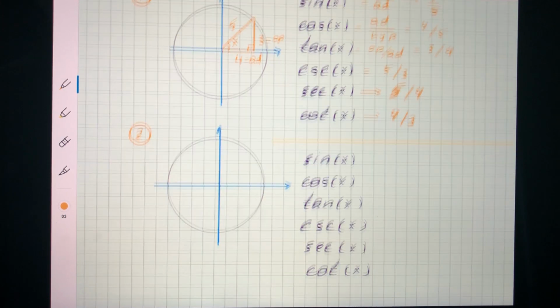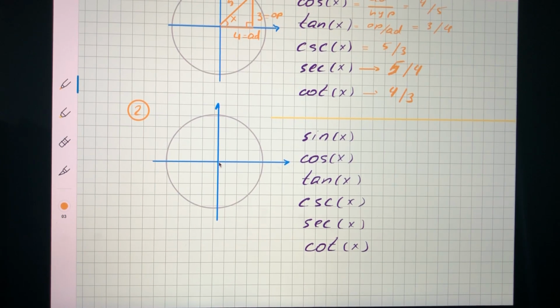The other possibility is we could get the same triangle in the fourth quadrant. So here the adjacent is still 4, the hypotenuse is still 5, but the opposite is now negative 3. And so we go through the same 6 functions and write them with these numbers.